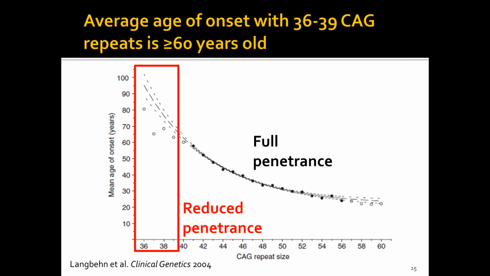People do die of other causes. I mean, we develop cancer, heart disease, a variety of other things. And so what would happen if someone who had, say, a 38 lived to 90 years old, 100 years old? We don't really know the answer to that question.